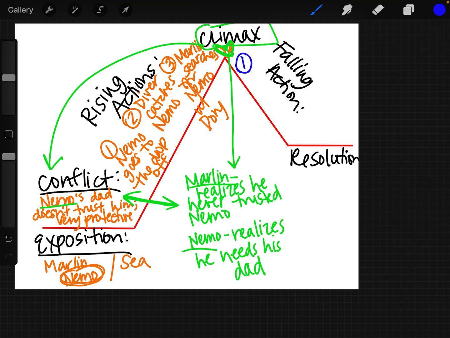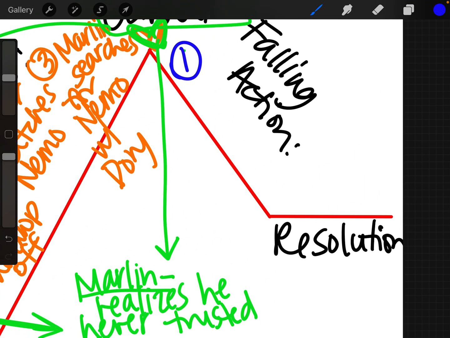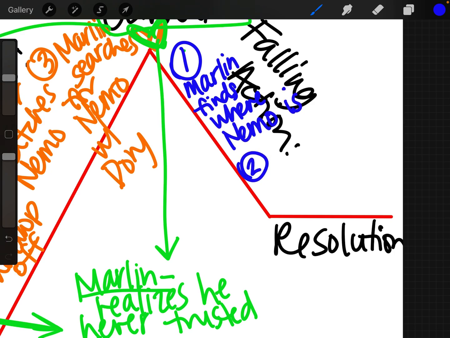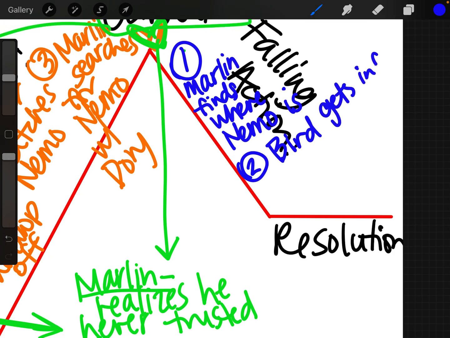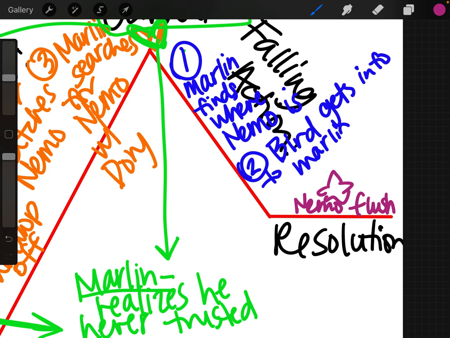All right, let's do our falling action, which is, let's see what happens in the movie. Okay, so Marlin finds where Nemo is, which is where? At the dentist's office. And then the bird, I don't remember what the bird's name is. Goodness. Wait, that's how he finds it. The bird gets info to Marlin. I guess that could have gone in the rising action. And then we have our resolution, which is the answer to our problem. And that is Nemo flushes himself, which sounds so disgusting. I'm running out of room. Down the potty and is reunited with his dad, right?